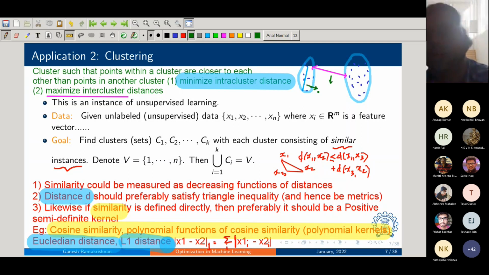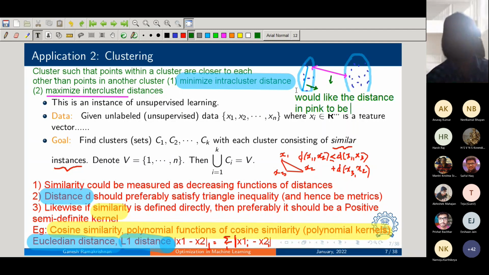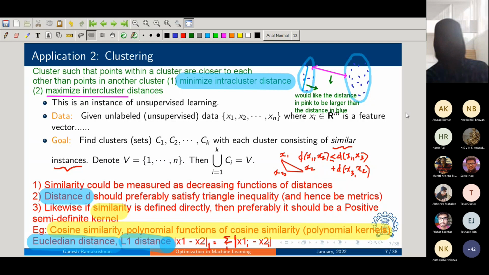So take these two distances. We would like the distance in red, or pink, to be larger than the distance in blue within a cluster, the largest distance within a single cluster. Is this clear? That's ideal. Now we may have approximations, surrogates, etc.